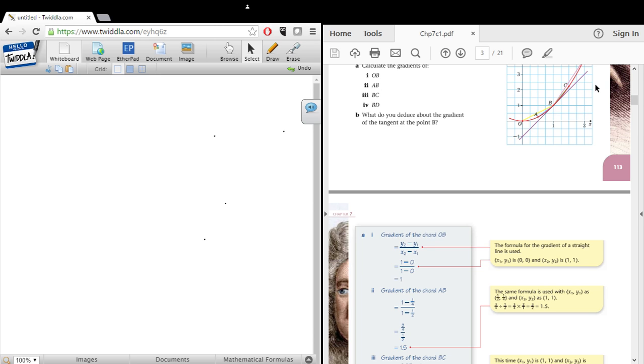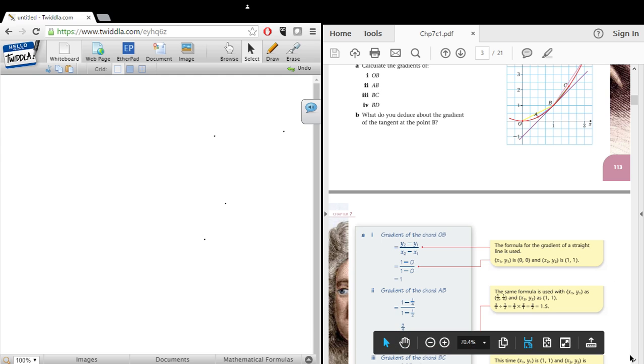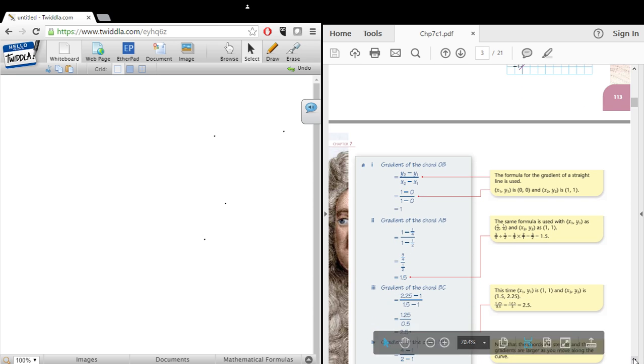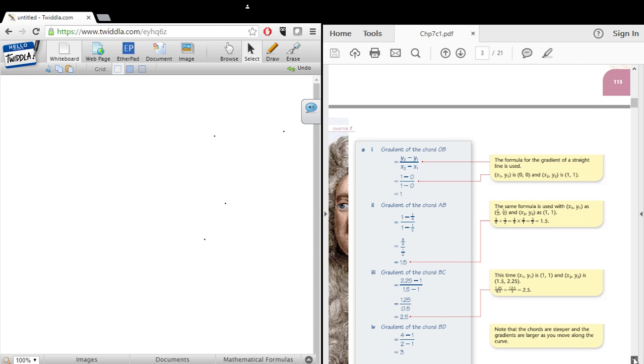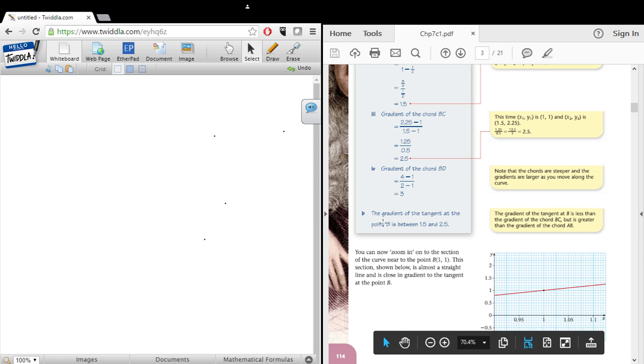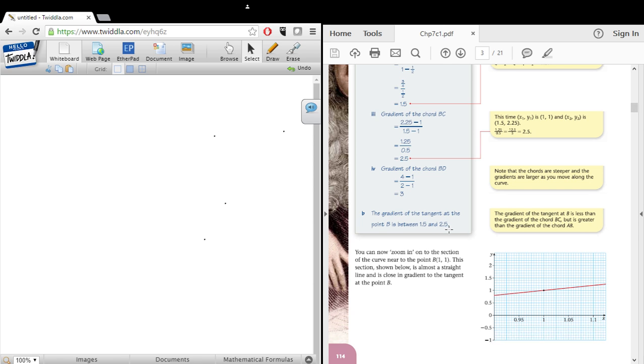So here is the tangent, here is the curve. Remember at point B it touches. So we ask ourselves, so the gradient of the chord, if we scroll down, the gradient of the tangent at the point B is between 1.5 and 2.5. Very simple, very straightforward, not difficult at all.